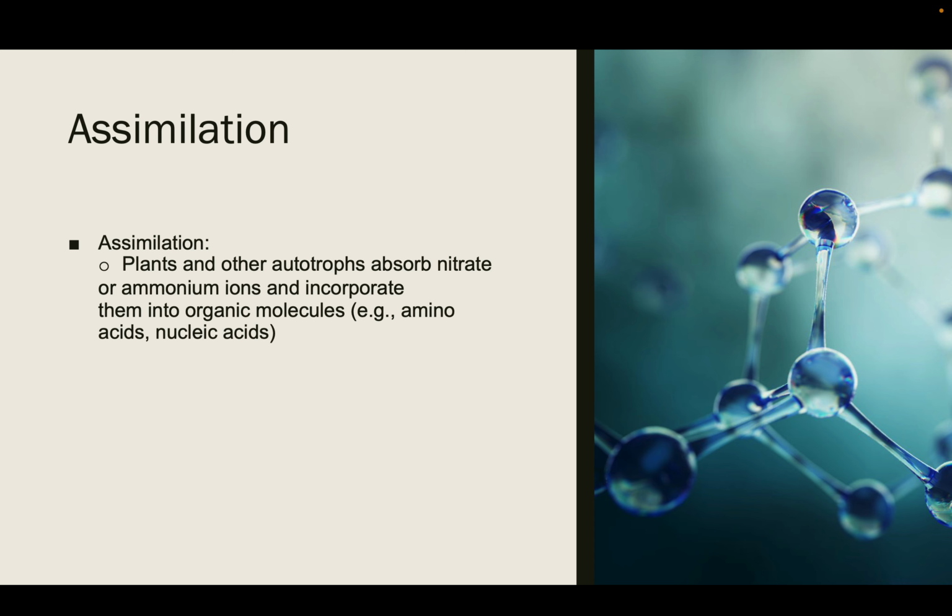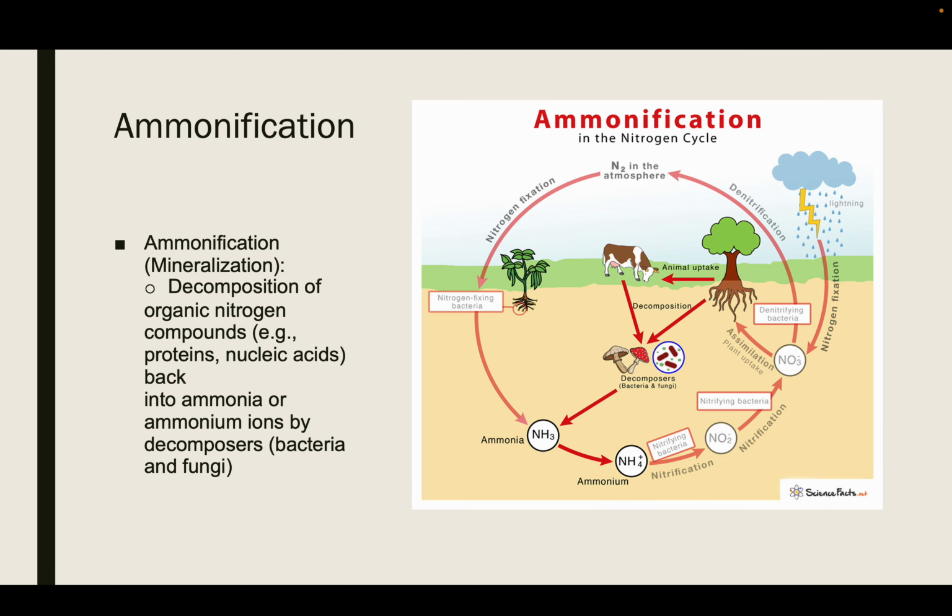So plants and other autotrophs absorb nitrate or ammonium ions and incorporate them into organic molecules, for example, amino acids, nucleic acids, all that sort of stuff. And then one of the most important processes, ammonification: the decomposition of organic nitrogen compounds, proteins, nucleic acids, back into ammonia or ammonium ions by decomposers, bacteria, fungi.